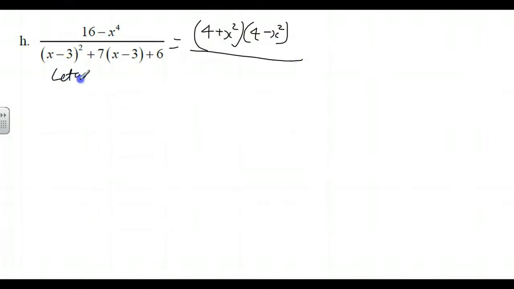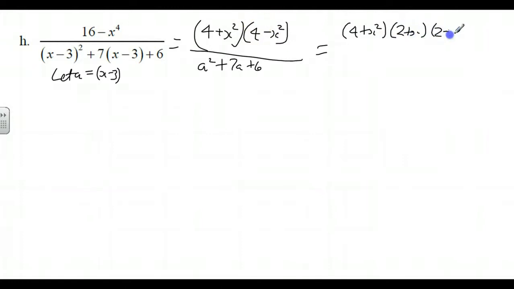Let a equal x minus 3. This is a squared plus 7a plus 6. Keep going. We're not stating restrictions yet because this is not yet factored. This is 4 plus x squared. This is another difference of squares, 2 plus x, 2 minus x. I'm willing to bet one of these guys is going to come out once we cancel.